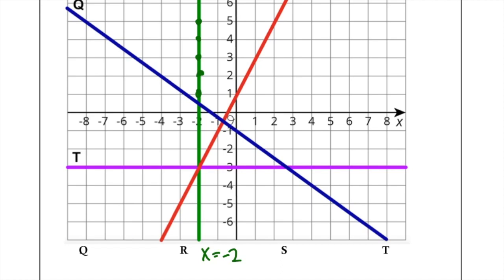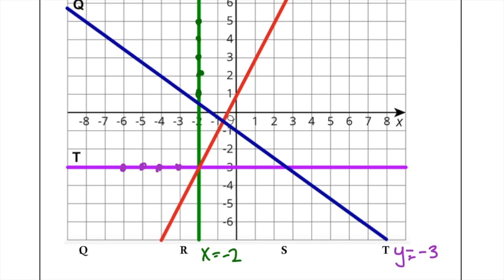Now the opposite's going to be true for line T. The y values are staying the same and the x values are changing. So we're going to say that regardless of the x value, the y value is always equal to -3.